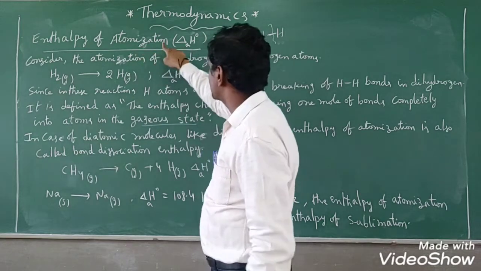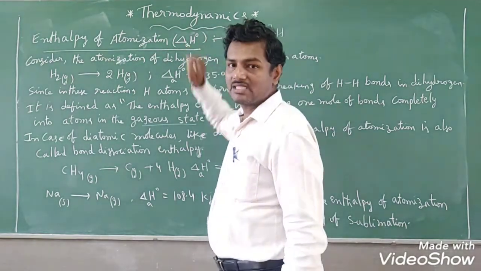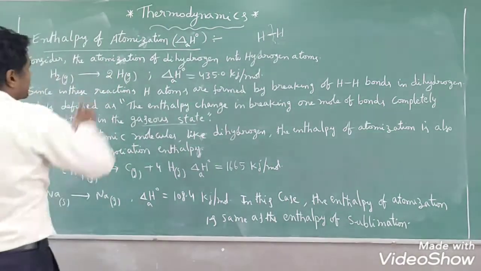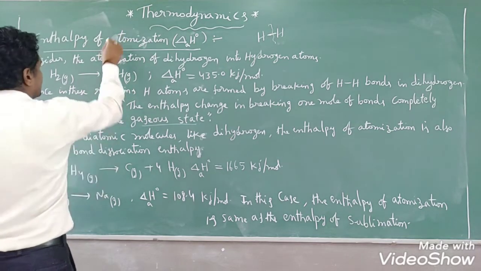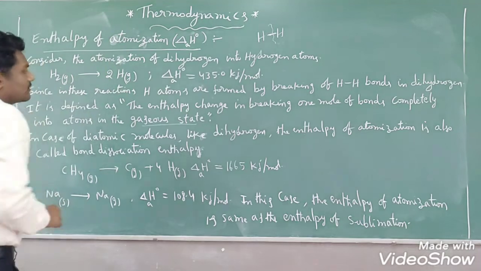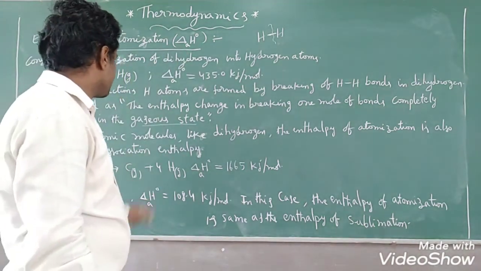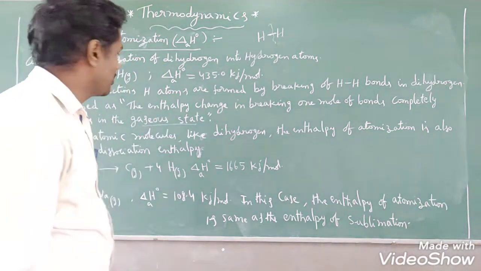What process is that? Atomization process. The atomization process symbol is a, small a. This is atomization. Here also it is better to take a small letter only, a-t, atomization. Okay? I have taken a small letter. Now the product should be in the gaseous state. That we have to keep in mind.